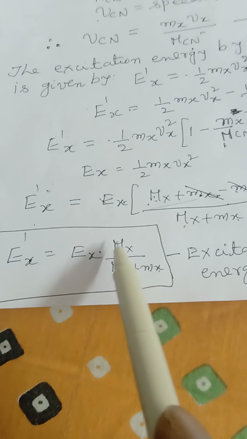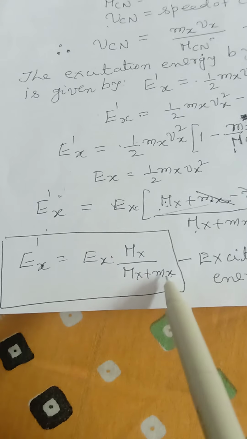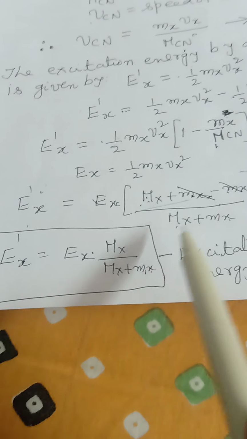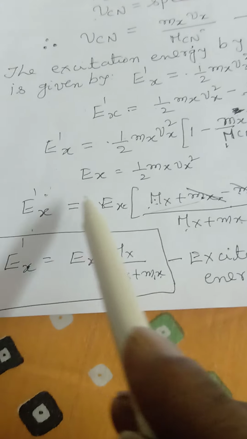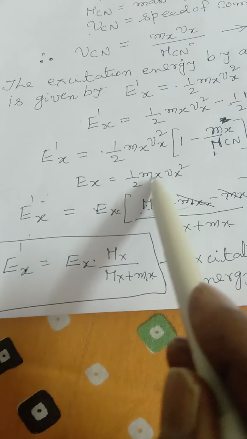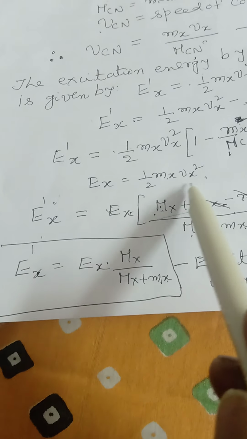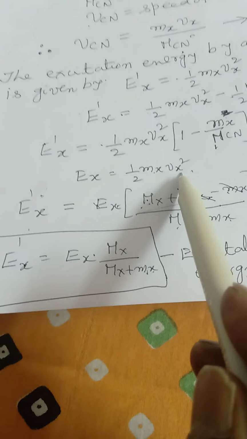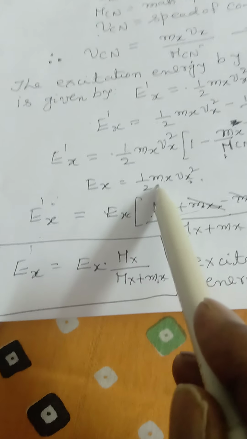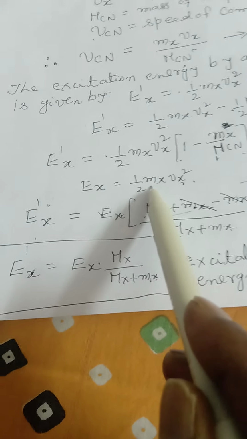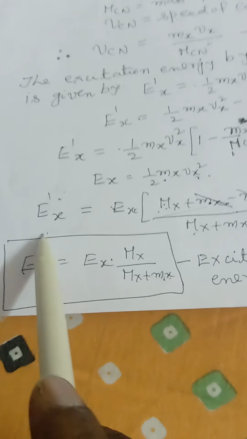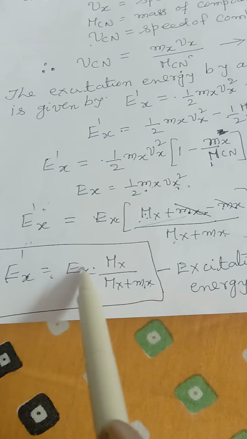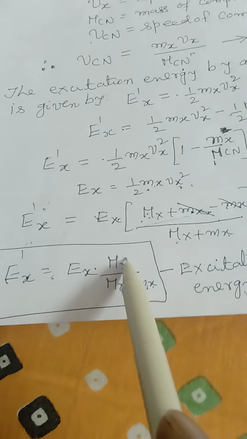where capital Mx is the mass of the target nucleus, small mx is the mass of the incident particle, and Ex is the kinetic energy, which is equal to half mx vx square. Here small vx is the speed of the incident particle and small mx is the mass of the incident particle. Therefore, the excitation energy E dash x is equal to Ex into capital Mx divided by capital Mx plus small mx.